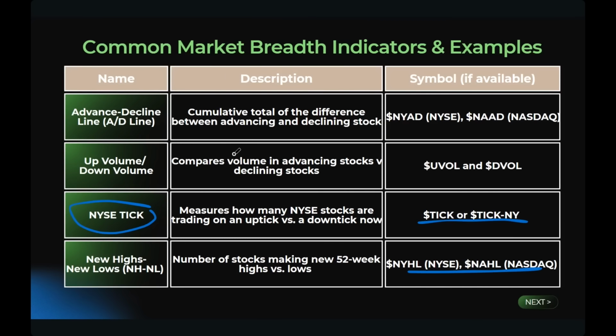Common market breadth indicators and examples. Advance and decline line, represented by this symbol. Up volume, down volume, represented by this symbol. New York Stock Exchange tick, by this one. New high and new low, represented by these symbols.